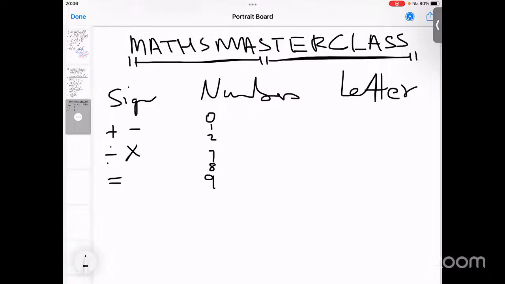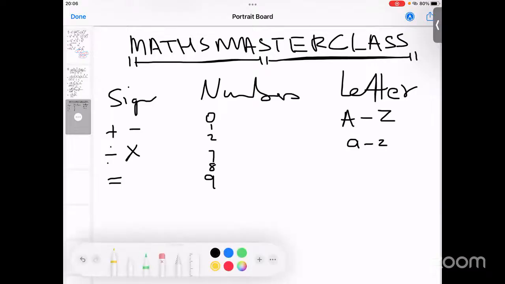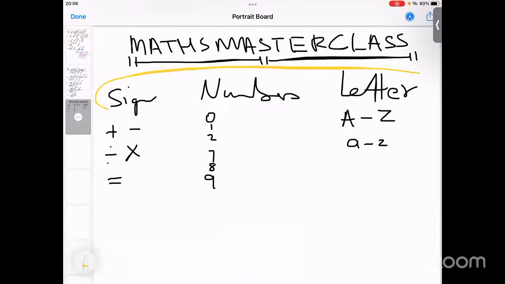What letters do you know? From primary, you do know very well that you've got letters from A up to Z. Doesn't matter if it's capital letters or small letters. So maths is a combination of these three things, honorable members. Very, very important, that part.